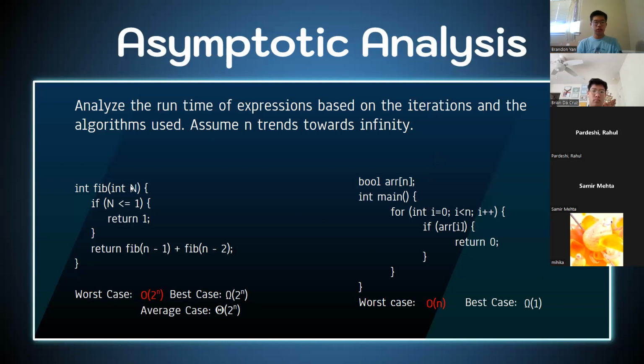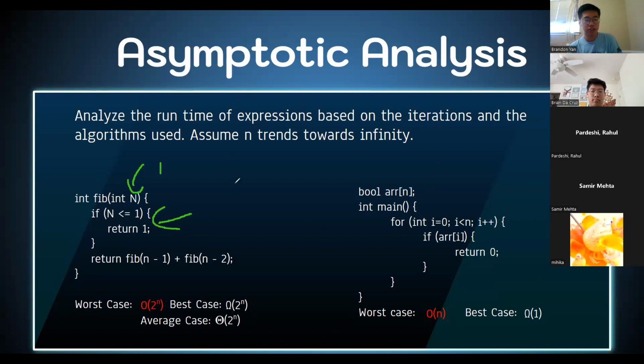You might think, okay, wait, what if the user inputs 1? Wouldn't it just break out instantly and then it'd be constant time, right? That's something I might have thought before I really studied this stuff, but you're not allowed to do that because n trends towards infinity whenever you're dealing with runtime. You always have to think of it in terms of that. So since n is trending towards infinity, you can't think of it as just 1 and then breaking out instantly.